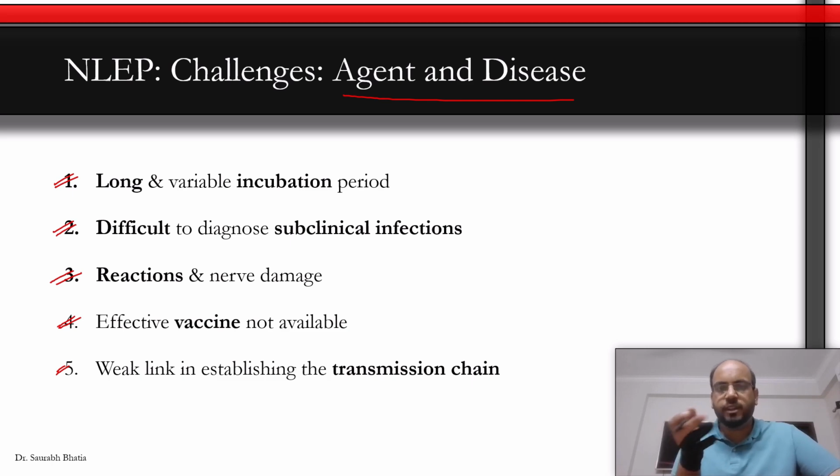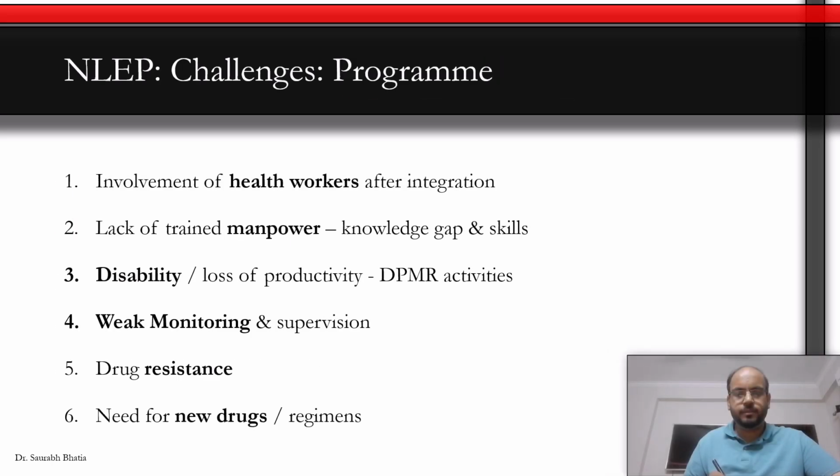That is another challenge for NLEP. Let's move forward. What are the challenges as far as the NLEP program is considered? Involvement of health workers after integration. Whenever new health workers come into the program, you need to train them again. They need to have good motivation to go into the field and look for Hansen cases.